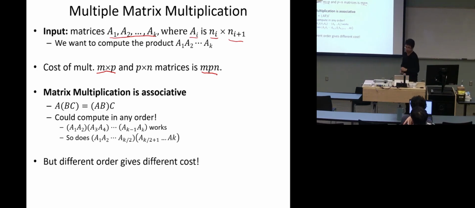One thing to note is that matrix multiplication is associative. That is, when you want to multiply A and B and C together, you can multiply B and C first and then multiply by A, or you can multiply A and B first and then multiply by C. The order of multiplication is something you can choose, and this order matters. Each different order gives a different cost.